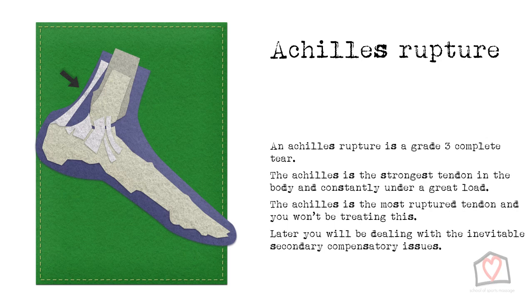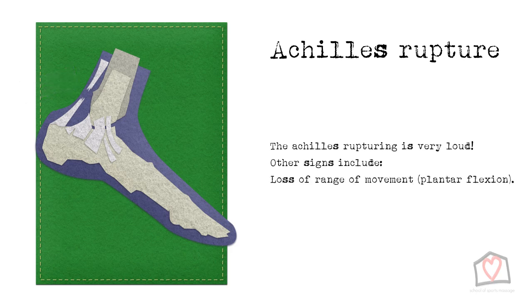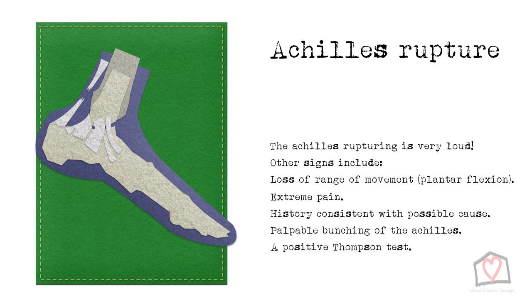Again, later on down the line, and also to deal with the inevitable secondary compensatory issues, your skills will be of benefit. I've worked with a professional athlete whose Achilles ruptured while training and it sounded like a gun going off. This is incredibly audible. Other signs and symptoms are loss of range of movement, so that would be plantar flexion, extremely painful, history consistent with possible cause, palpable bunching of the Achilles and a positive Thompson test. To be honest, it's going to be pretty obvious.